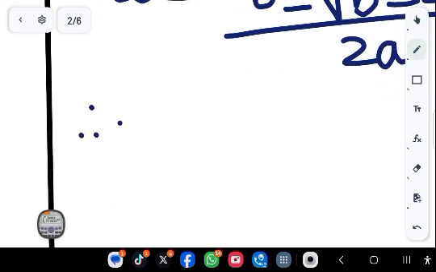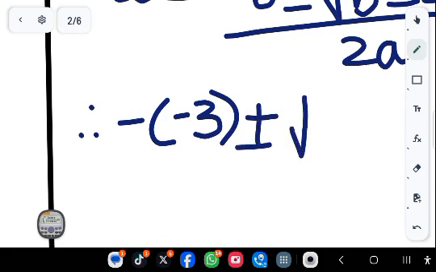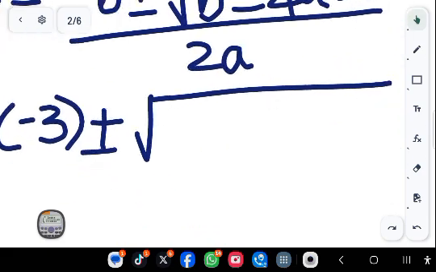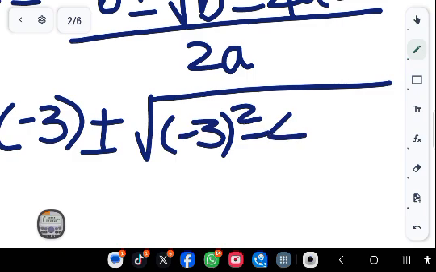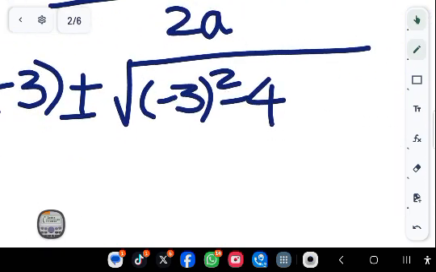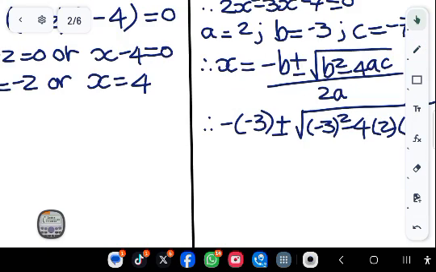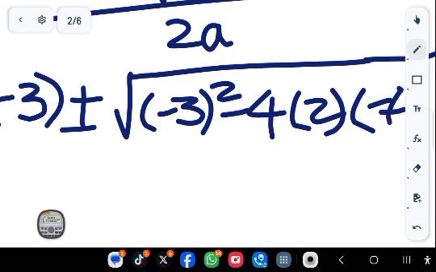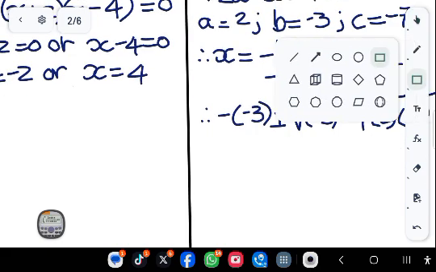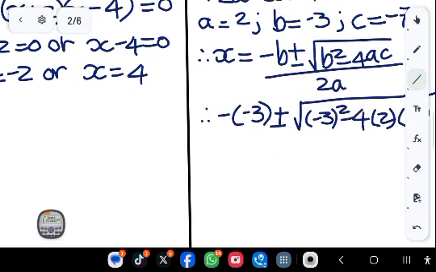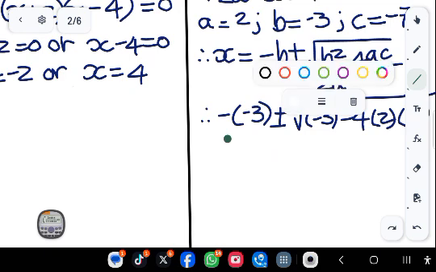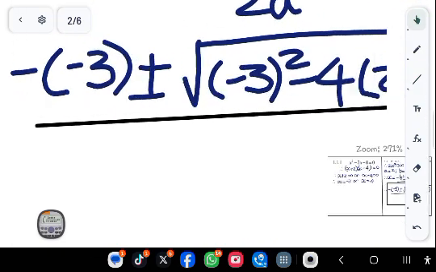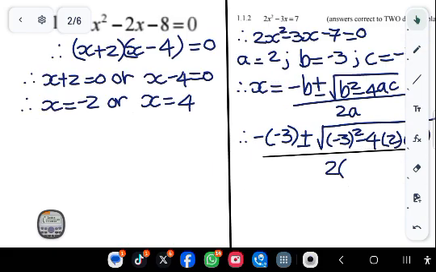So that will be minus negative 3 plus or minus the square root of b squared. B is negative 3, so that will be negative 3 all squared, minus 4 times A, which is 2, times C, which is negative 7, all over 2 times A, and our A is 2.